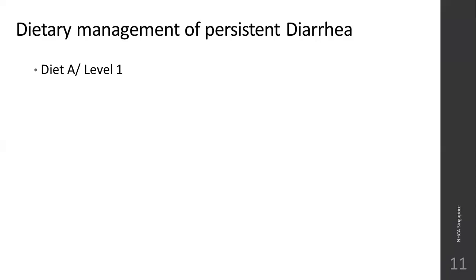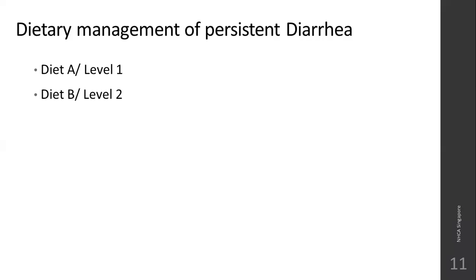Curd rice can be given. Suji gruel with milk can be given. Okay, that is you boil milk and water, and in boiled milk you will add suji and you will make a gruel out of it. Okay, so that is suji gruel that can be given. That is level 1, and see how the child here is responding to level 1. Okay, if the diarrhea is not stopping, you will have to go to diet B, that is level 2.